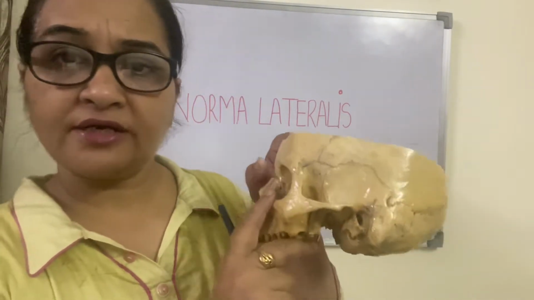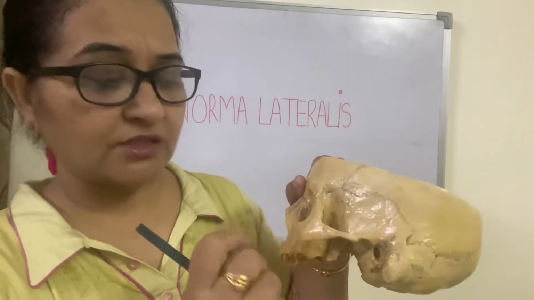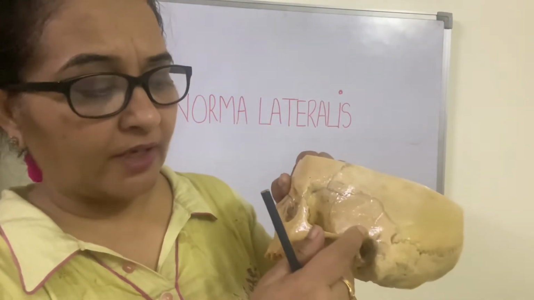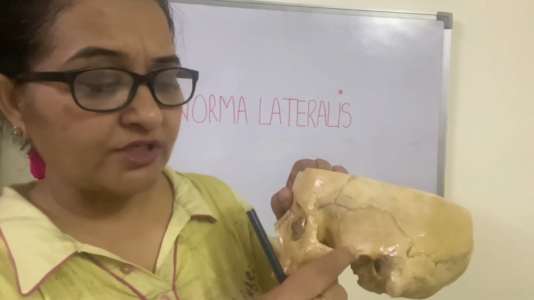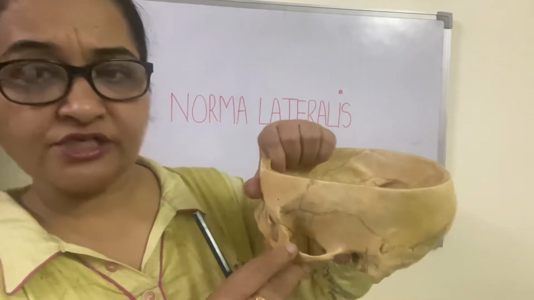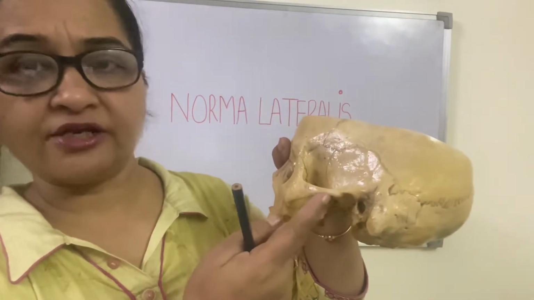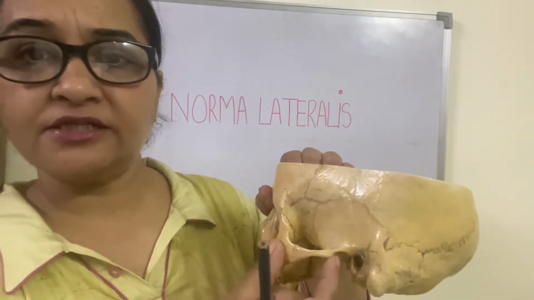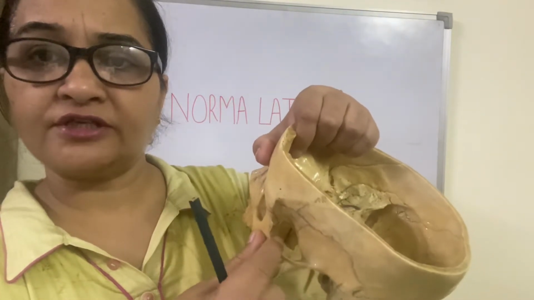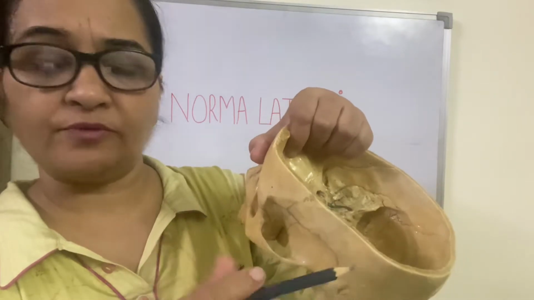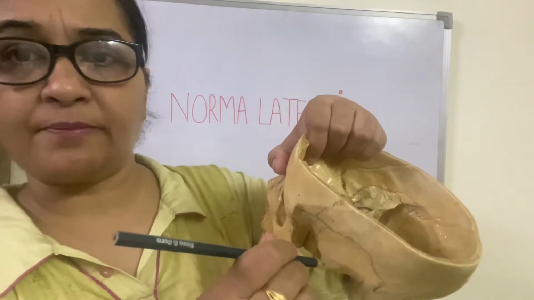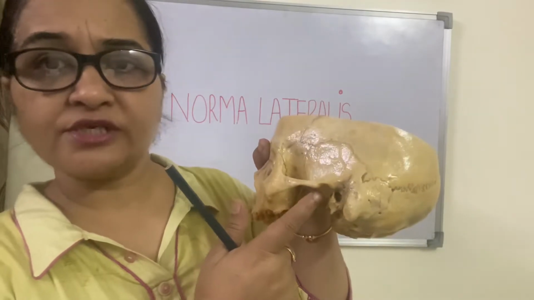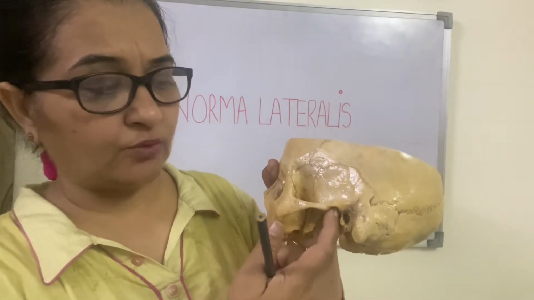So what is visible in Norma lateralis? Another structure which is visible is the zygomatic arch. How is this zygomatic arch formed? It is formed by the temporal process of the zygomatic bone and the zygomatic process of the temporal bone. The zygomatic arch has a superior border and an inferior border. The inferior border has a tubercle. This articular tubercle is present at the level where the zygomatic arch fuses with the temporal bone. Now this is known as the mandibular fossa, where the head of the mandible articulates.